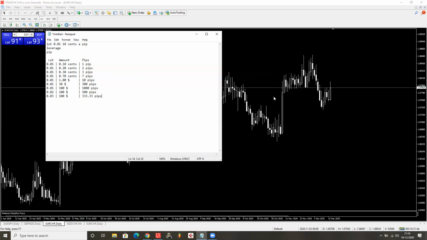And then if it goes against you, in the minus, you lose 30 cents. If it goes against you 2 pips, you lose 60 cents. If it goes against you 3 pips, you lose 90 cents, and so on. You understand? That's how it's calculated. So there's the lot, there's the amount you make, and then there's the pip. You good? Good. So in that case, we've explained what the lot is and what the pip is.